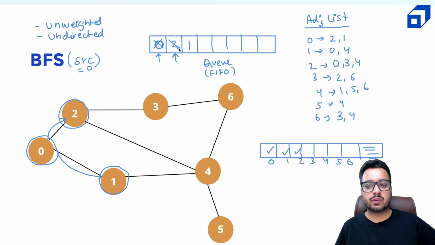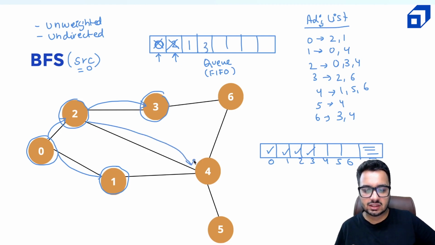So now you will remove 2. Look at the neighbors of 2, which are 0, 3 and 4. So now 0 is already visited, so you do not do any work at 0. Then 3 and 4. 3 is not visited. You can visit 3. So mark 3 as visited. Put it into the queue and mark 4 as visited and put it into the queue. Okay. Now 2 has been removed. Next node you will get from the queue is going to be 1.